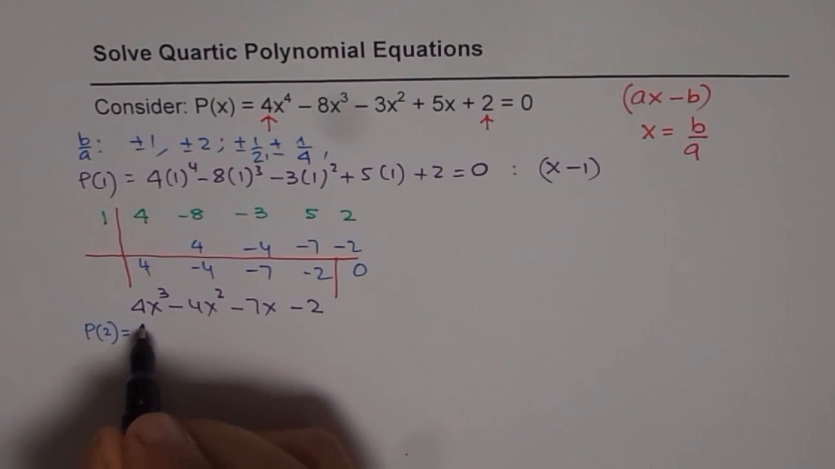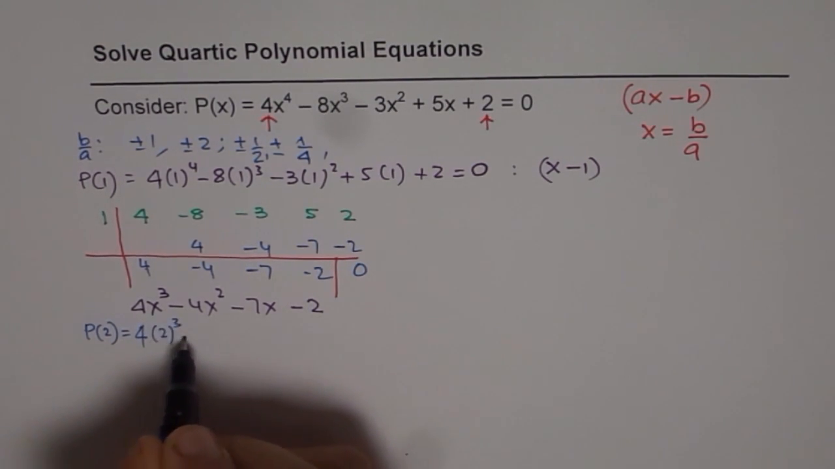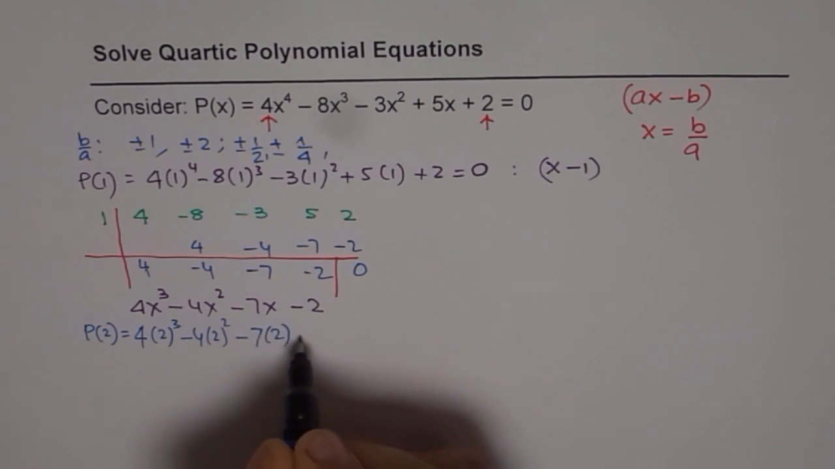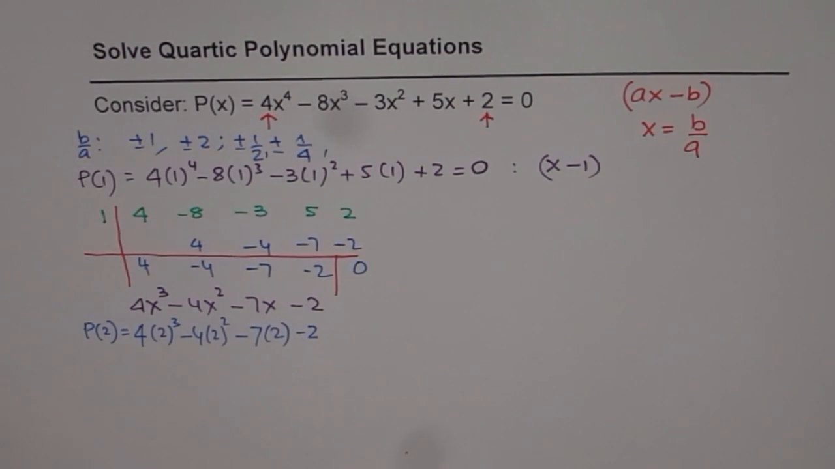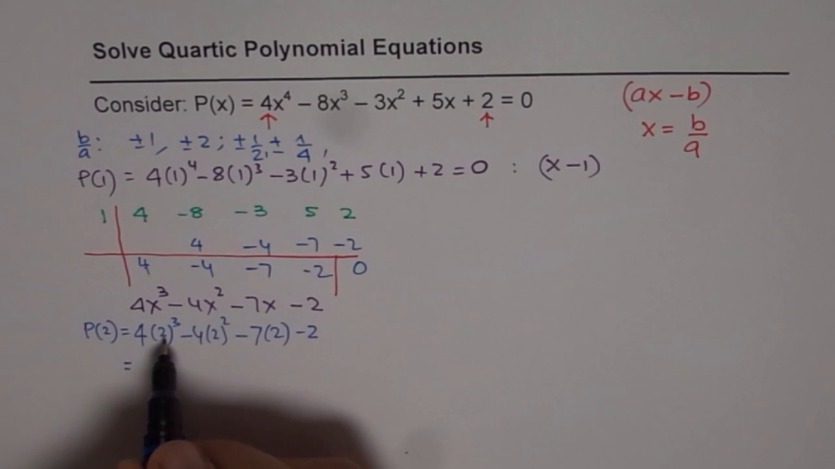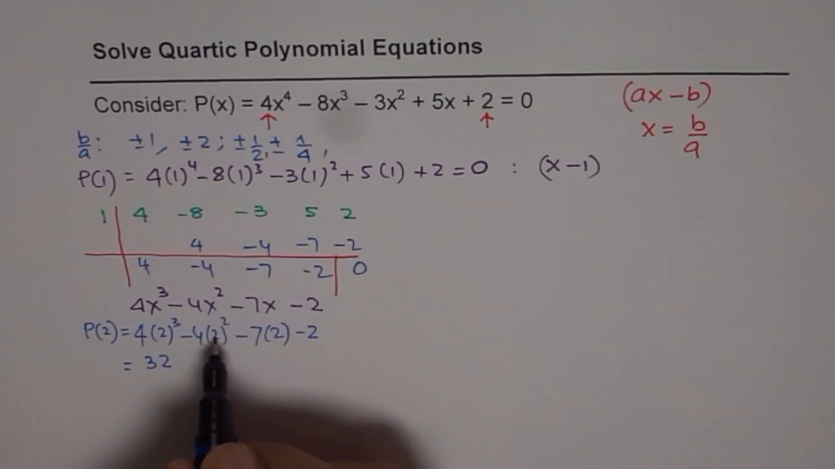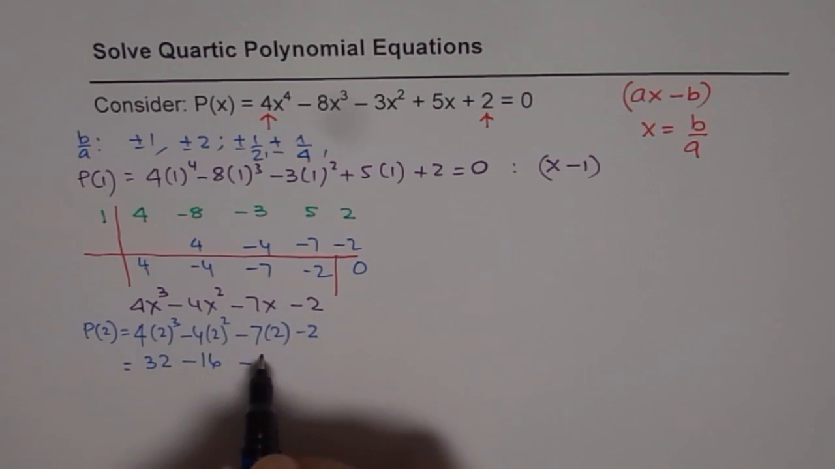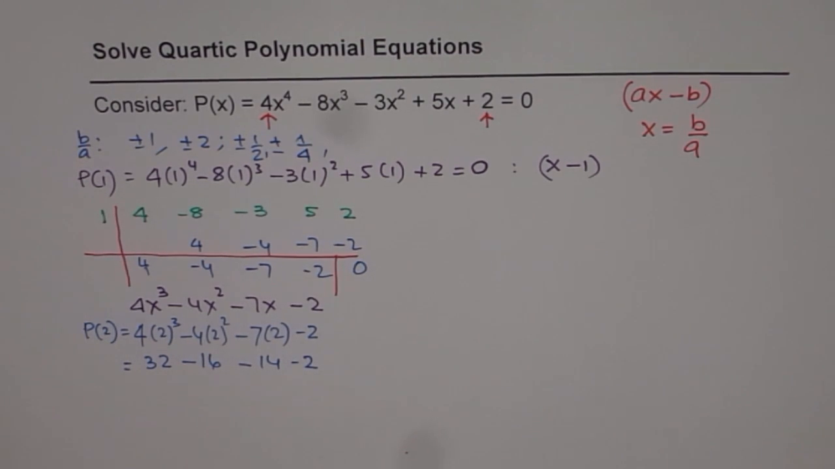So we have 4 times 2 cubed, which is 8, minus 4 times 2 squared, which is 4, minus 7 times 2, minus 2. So we can multiply these numbers and see what we get. 4 times 8 is 32, right? 2 times 2 is 4, 4 times 4 is 16, and here we have minus 14 and minus 2. Okay, let's add the positive numbers and the negative numbers. Positive is 32, negative is 16, 14, that means 30 and 2.